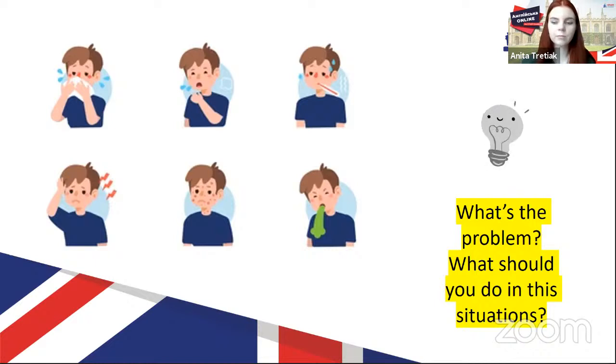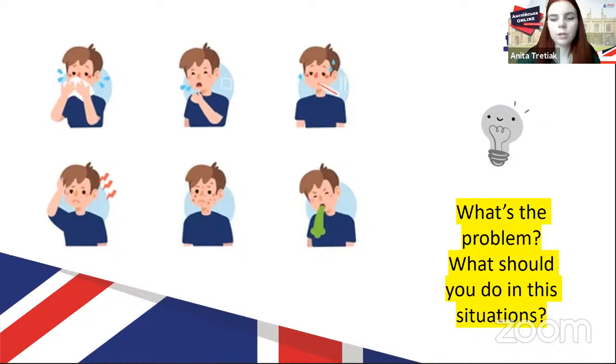So what about this one? Yeah, this guy has a high temperature. And in this case, it would be great if he can take a pill, yeah, drink some medicine. And I would say that it's better for him to stay in bed. Number 4. What can you say about this one? What's the problem?